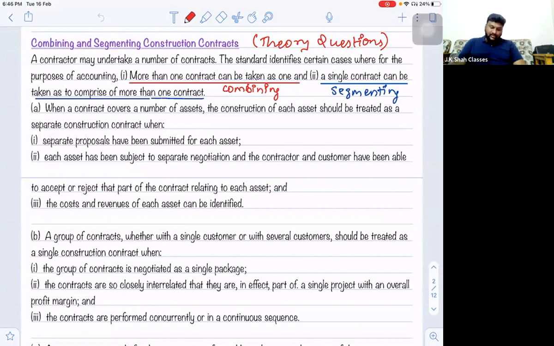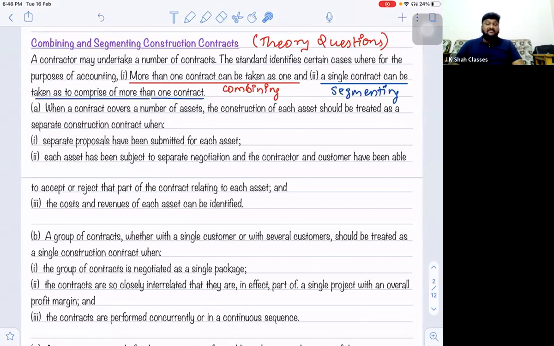Now, please understand, a contractor may undertake a number of contracts. The standard identifies certain cases where, only for the purpose of accounting, please understand, more than one contract can be taken as one. 2 or 3 contracts can be combined as one contract. That is called combining the contracts. And a single contract can be taken as comprising more than one contract. It means your one single contract can be divided into 4 different contracts. That is called segmenting the contract.